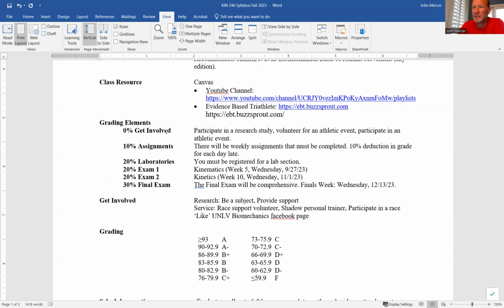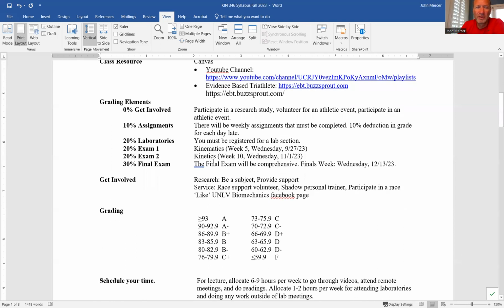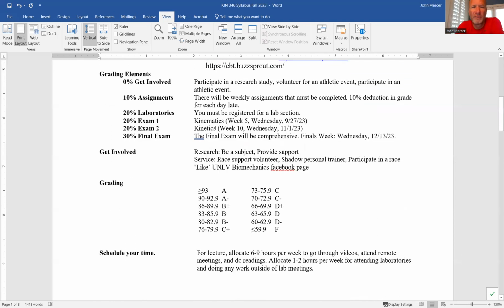I'll have more information about the exams as we go along, and I'll give you more of the nature of the format of exams during the semester.